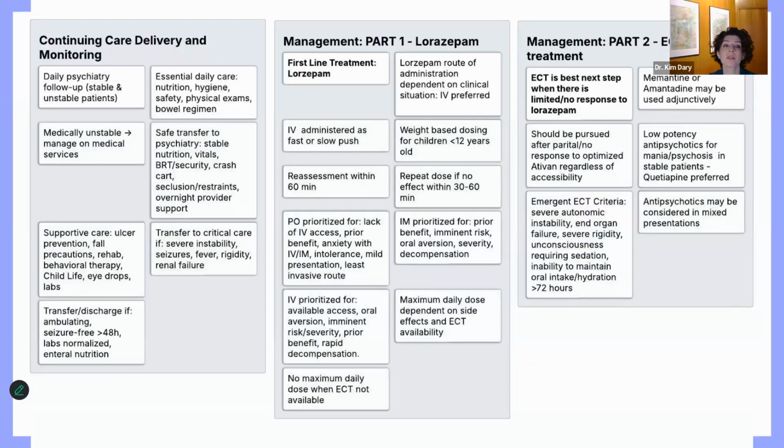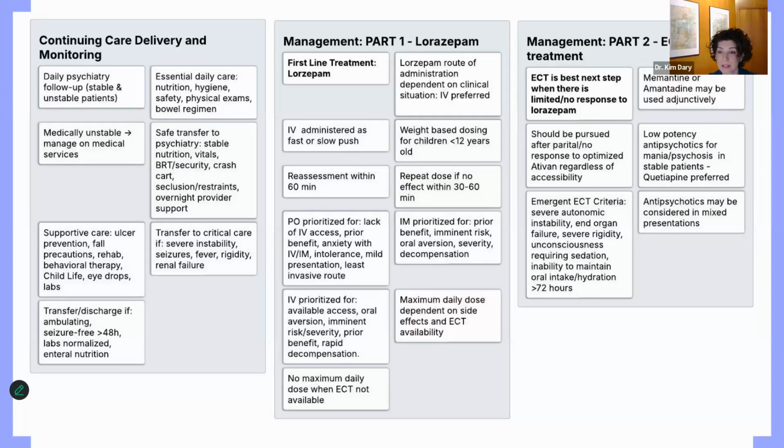And then when we think about the continuing care delivery that's needed in hospital, they need psychiatric follow-up, but they also need medical follow-up. We're thinking about their nutrition status, their vitals. Do they need significant support with seclusion or restraints? How are we managing all of those symptoms? And when to transfer to critical care? When is it appropriate to transfer to psychiatry? So these were all the different things that we had looked at and come up with a consensus around.